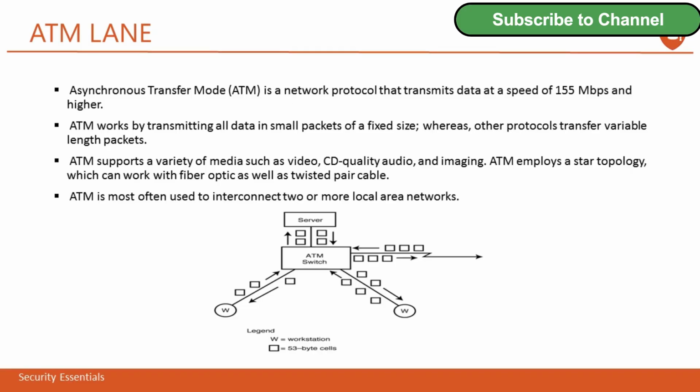ATM supports a variety of media such as video, CD audio, and imaging. ATM employs a star topology like the one you can see here. It creates a star-like topology which can work with fiber optics as well as twisted pair cables. ATM is most often used to interconnect two or more local area networks.